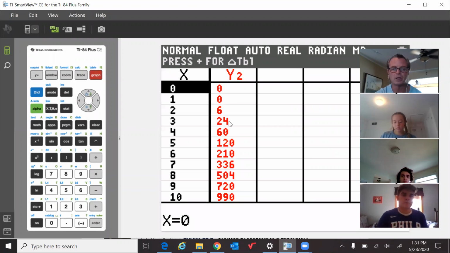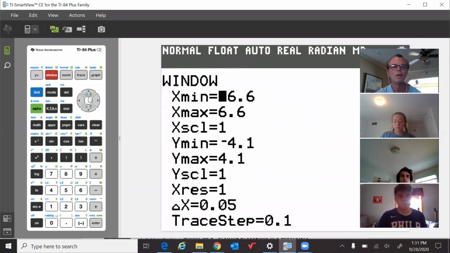And I'm going to do something that you shouldn't do, but I'll do it anyway. Ready? Window, the Y max. I'm just going to change this to 25. Now, when I do that, it takes the graph out of perspective. It's like the mirrors on the boardwalk that make you look different. I shouldn't do this, but for the sake of expedience, I will.